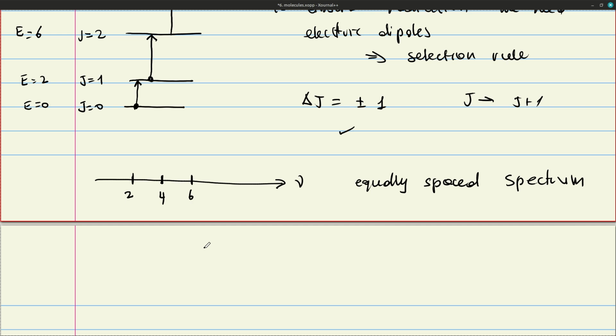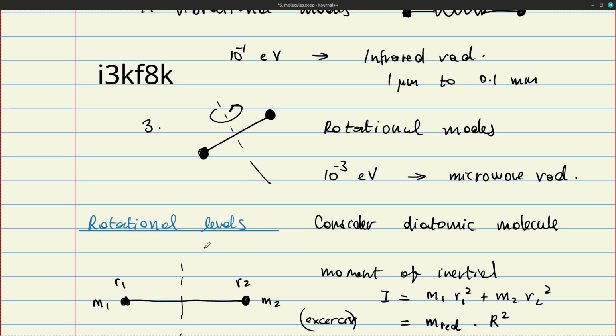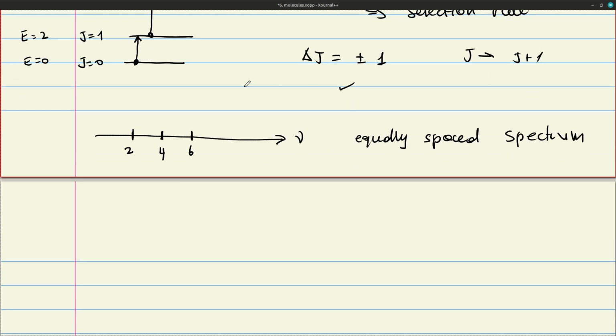Any questions? So this we said is of what order? Rotational levels are 10 to the minus 3 eV. So all of these are something like 10 to the minus 3 eV.